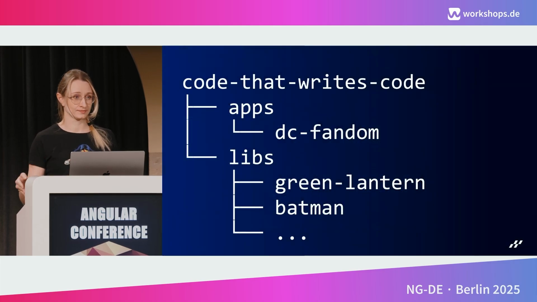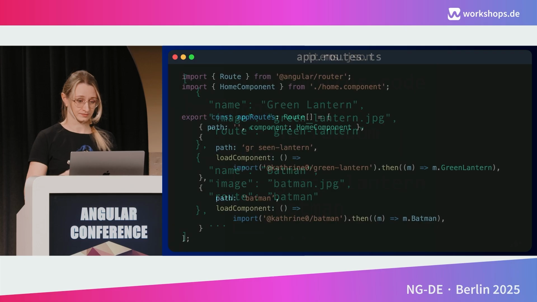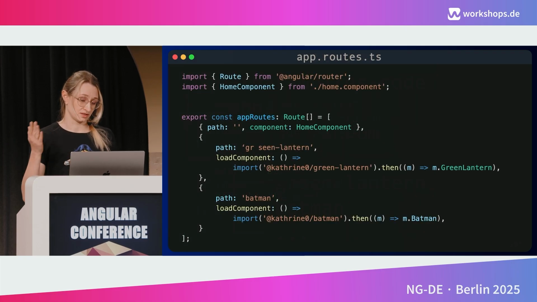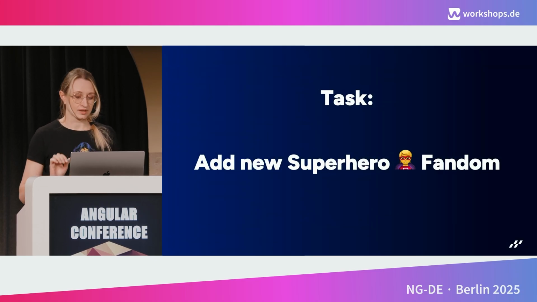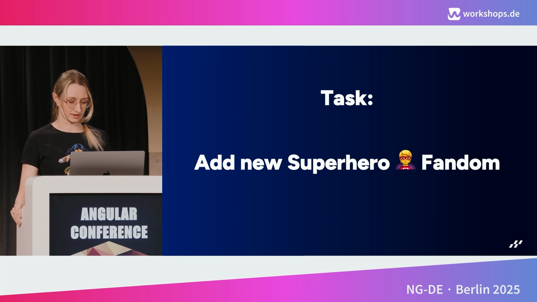If I go to my code, the structure is as follows. I have one application, the DC fandom, and I have a library for every superhero. I also have this JSON file, which describes my home page. All of these superheroes on the home page are retrieved from this JSON file, which has the route, the image, the name. And I have, of course, my route, because it's all in the Angular application, so I need to register my route. Okay, and now my task is to add a new superhero fandom.